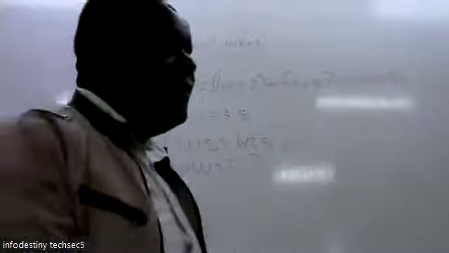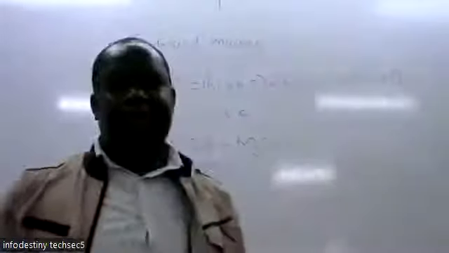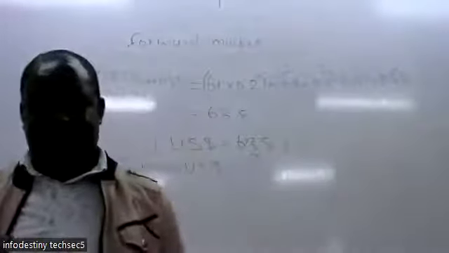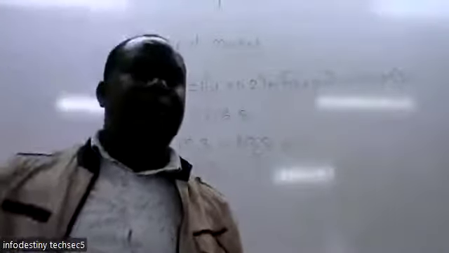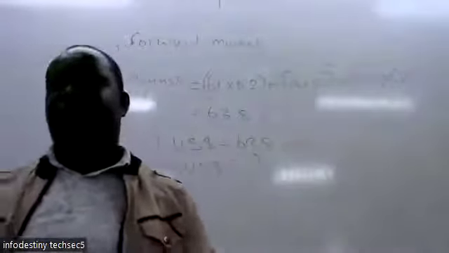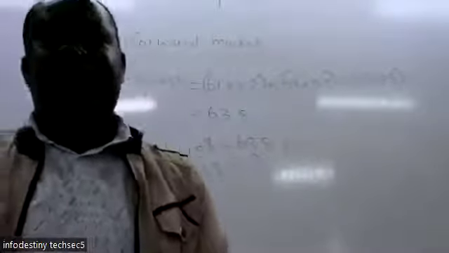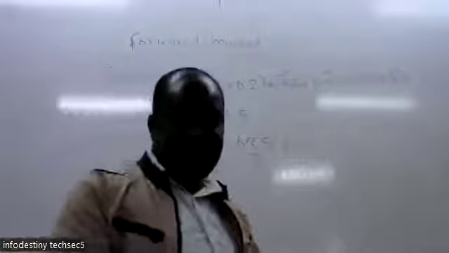How much did he pay in that forward market? 51 million, 40,000. So that is now in the forward market. Let us now go to the money market.